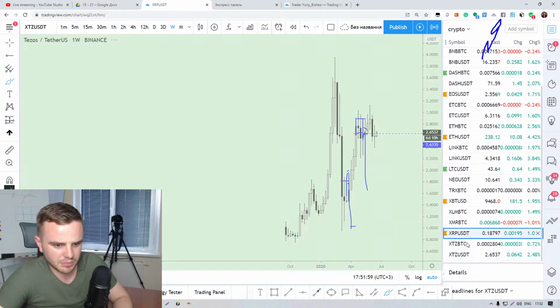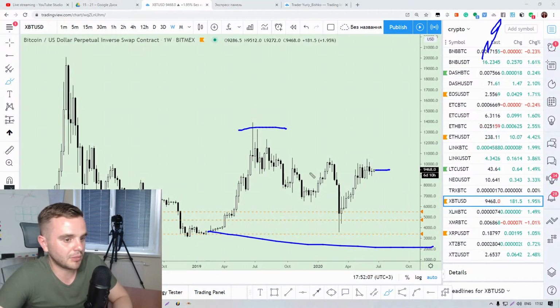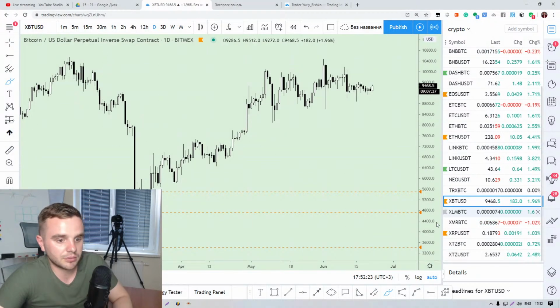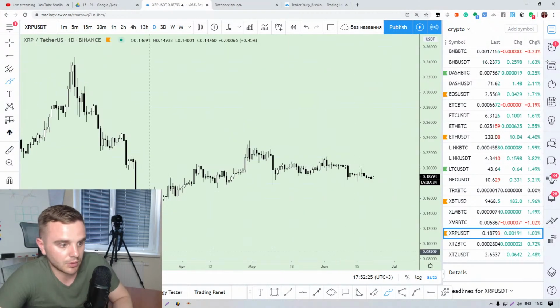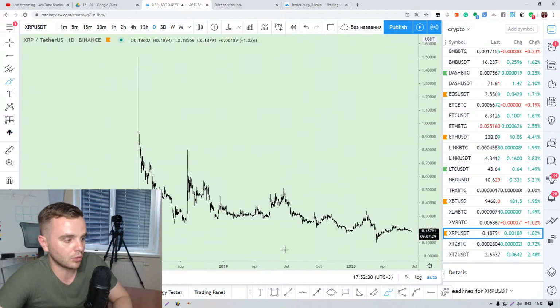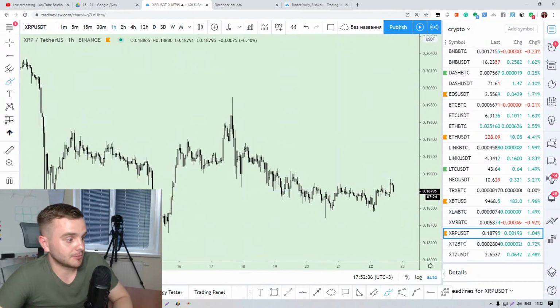XRP USD, XBT USD. As you can see, Bitcoin, after this powerful drop down, rose up and came back at least half of that. And also take a look, every low is higher and higher. If the price breaks up this range, that would be a good buy signal. About Ripple, it looks like no one wants to buy Ripple because after all this drop, every high is lower and lower.